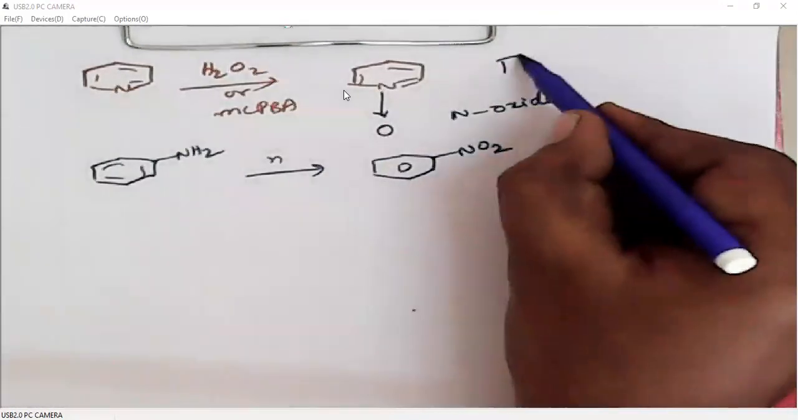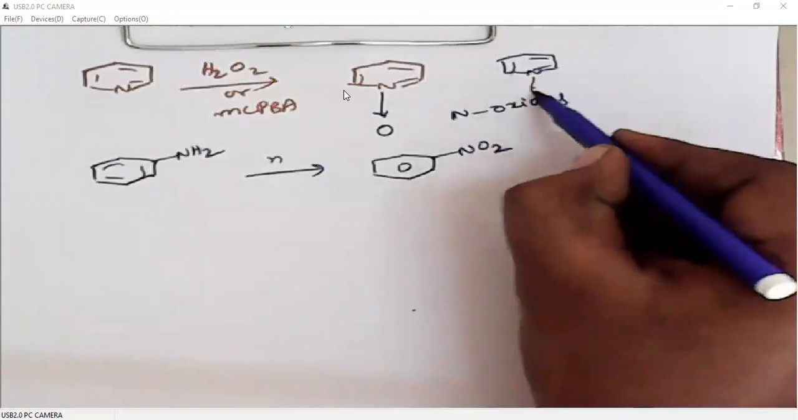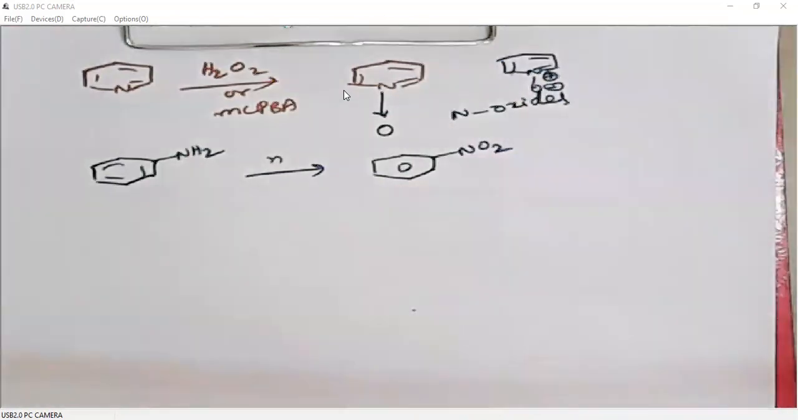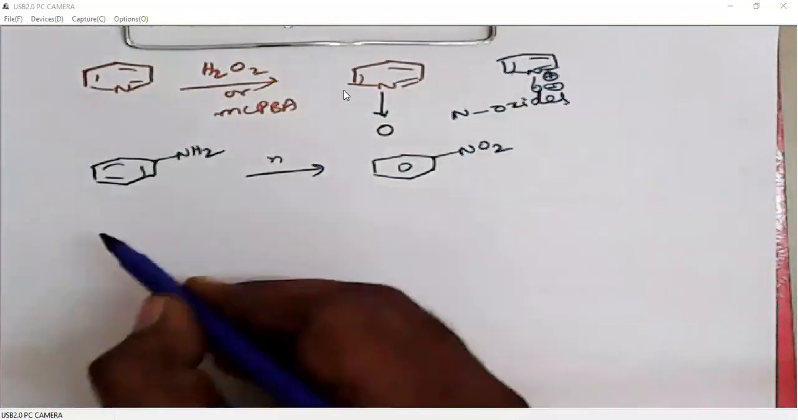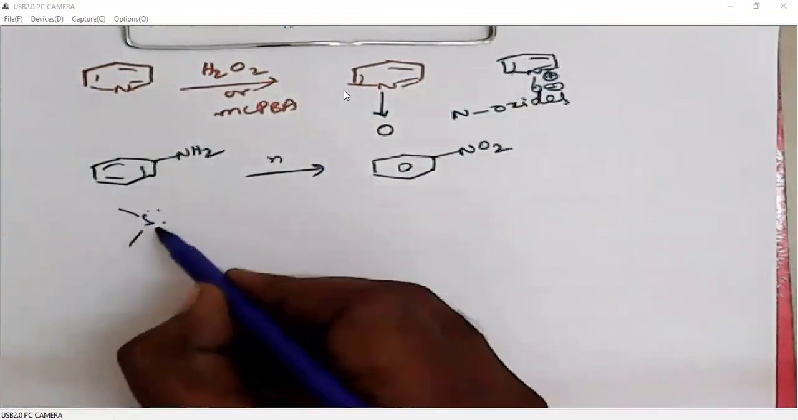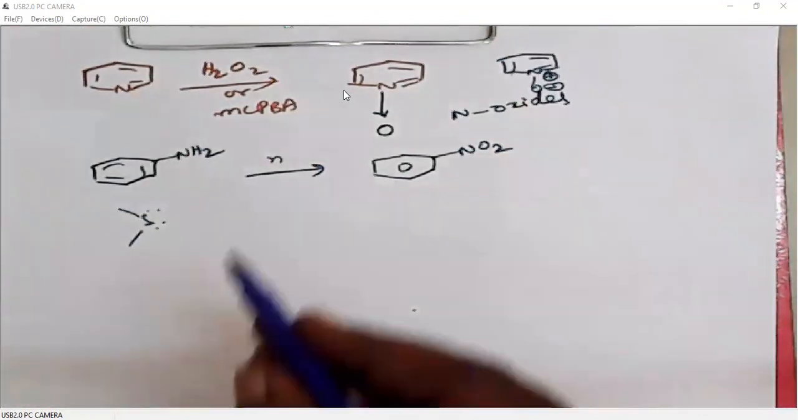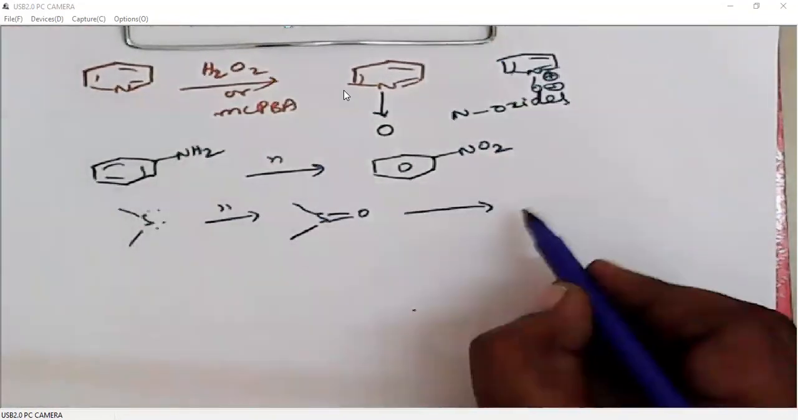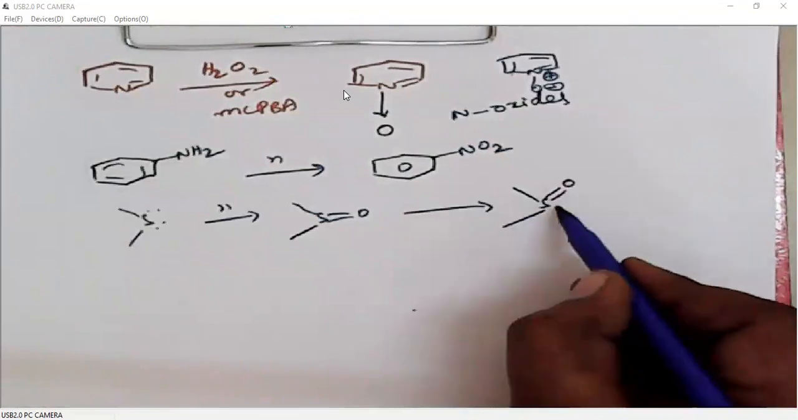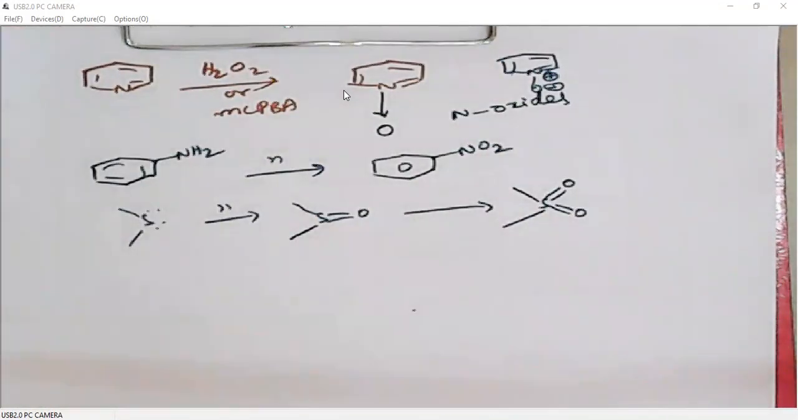We can write like this also, N plus, oxygen minus. If nitrogen possesses hydrogens, then we can oxidize it to nitro. Similarly, if we have a sulfur, it has two lone pairs, and we can oxidize it to sulfoxide, or if we further oxidize it, we will get sulfone. So sulfoxide, sulfone. So this is the oxidation of heterocyclic systems. We can oxidize nitrogen, and we can oxidize sulfur.